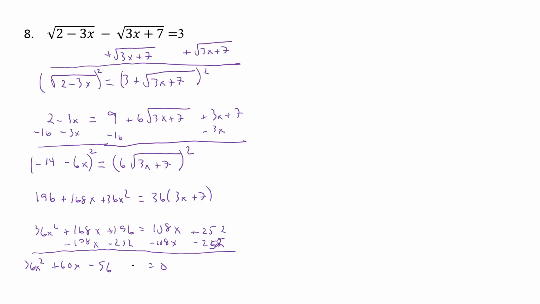All right, so what do those all have in common? 36 is 4 times 9, that could be 4 times 15, and 4 and 14. Okay, so let's take and divide everything by 4. So we'll multiply everything by a fourth. And let's see what that gives us. 9x squared plus 15x, and then that was minus 14 equals 0.